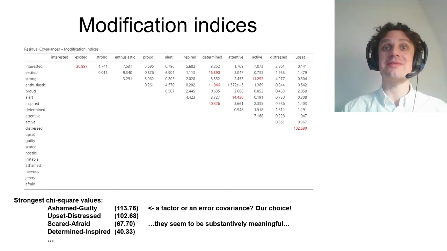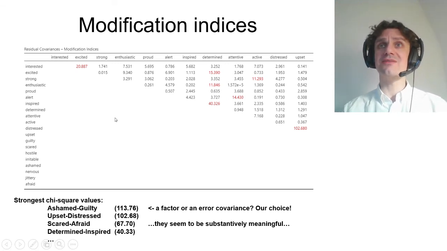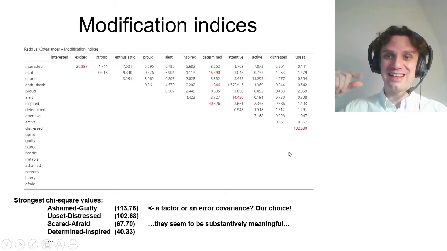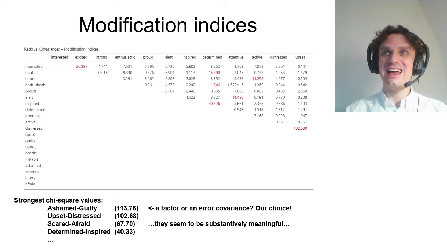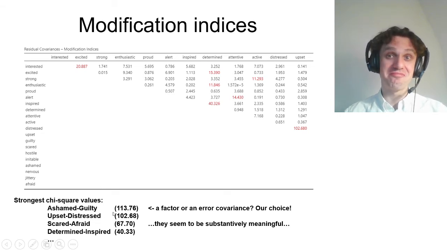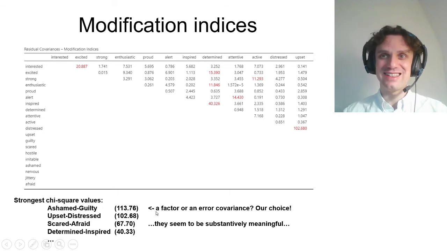This can happen sometimes. And here again we see all these possibilities of adding an association between unexplained variances of pairs of variables. We start by looking at the outliers, the strongest ones. Ashamed and guilty makes sense. Upset and distressed, scared and afraid, determined and inspired.